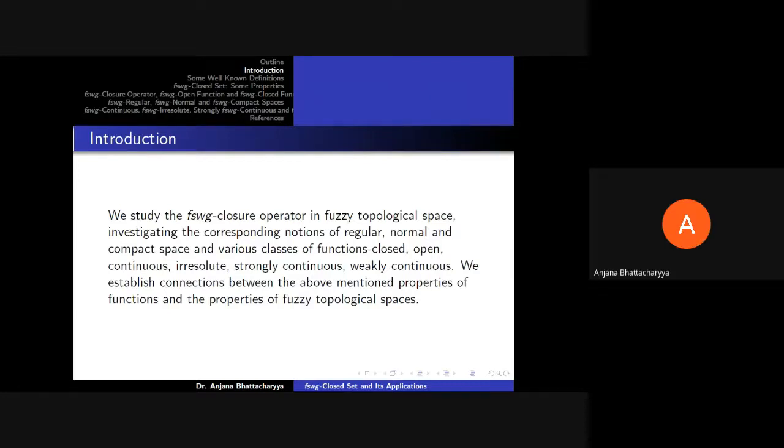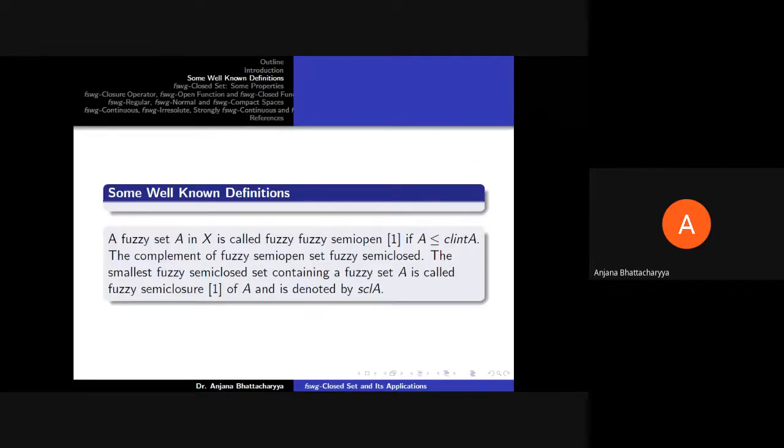In one of my papers, we have introduced the FSWG closed set. Using this set as a basic tool, we introduce the FSWG closure operator. And using this closure operator, we introduce new types of regular, normal, and compact spaces. Also, we introduced some functions like closed, open, continuous, irresolute, strongly continuous, and weakly continuous functions. We then establish the connection between these functions, and the application of these functions on the spaces is also established here.